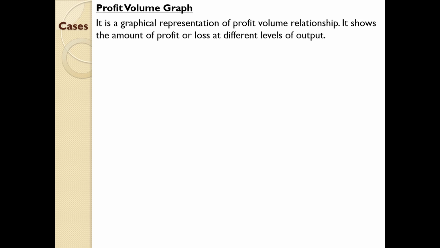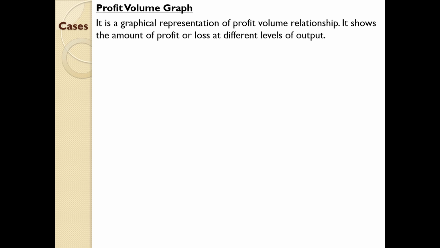Profit volume graph, otherwise known as PV graph. And what is the concept of PV graph? A profit volume graph is a graphical representation of profit volume relationship. The graph shows the amount of profit or loss at different levels of output. It helps to ascertain the break-even point also. The graph records fixed costs and profit or loss at different levels of output starting from 0 level.